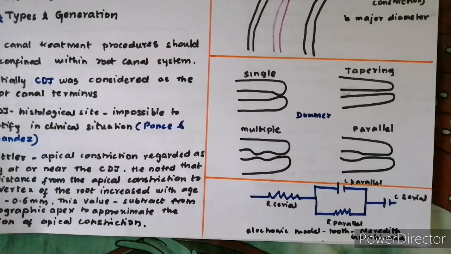According to Dummer et al., this apical constriction is not just a point, but it can also be in different forms like single, a long tapering, a multiple constriction or a parallel constriction. We should also know about the electronic model of the tooth, which is proposed by Meredith and Gulabivala. This is the simple electronic model of the tooth.